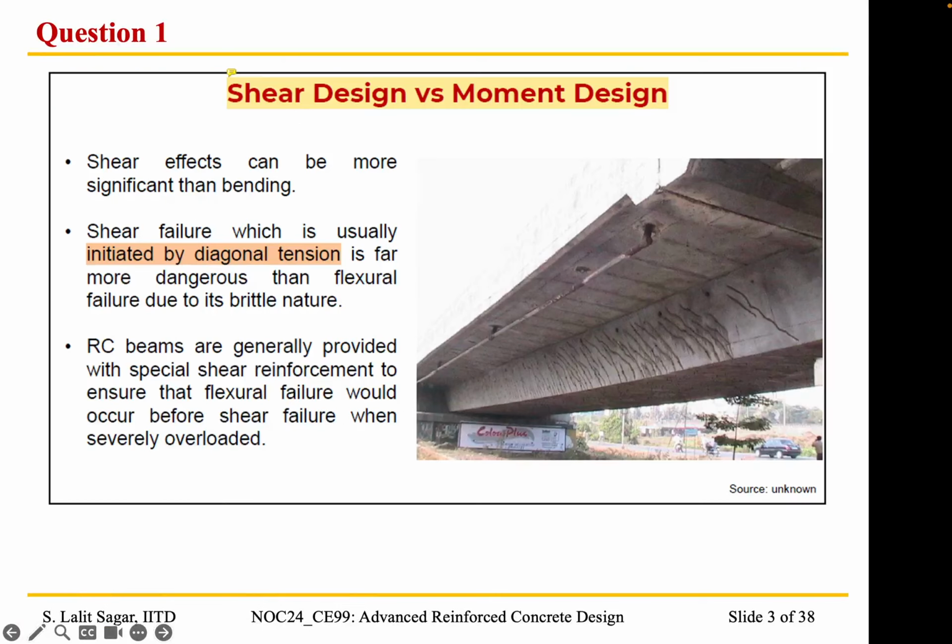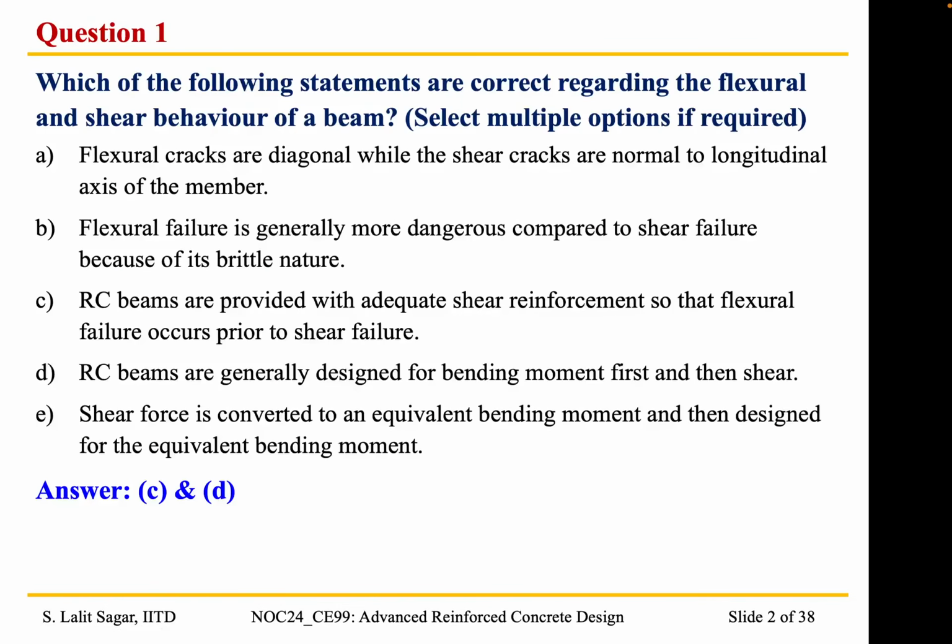Just a brief explanation before we move on to the next question. Option A is incorrect because here the terms flexural cracks and shear cracks are interchanged. The flexural cracks are developed normal to the longitudinal axis, while the shear cracks are developed in a diagonal manner. Option B is incorrect because shear failure is more dangerous compared to flexural failure because it occurs without giving us any warning.